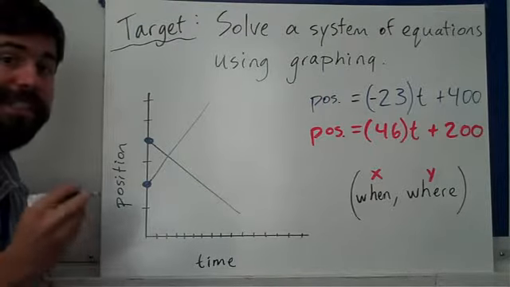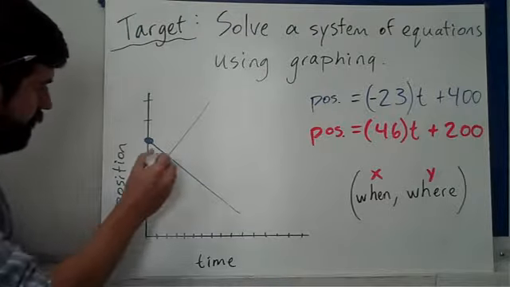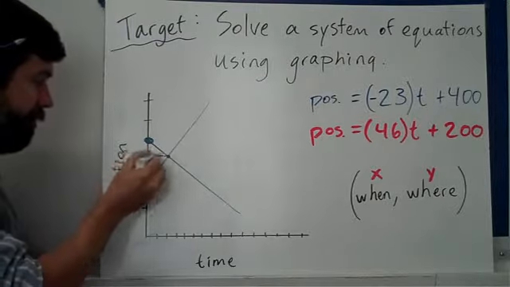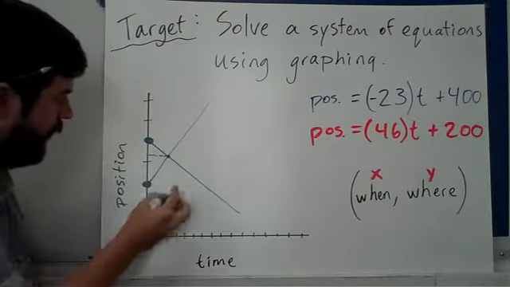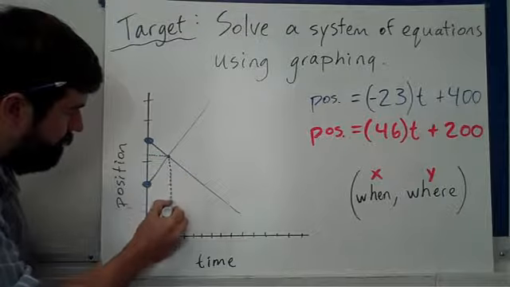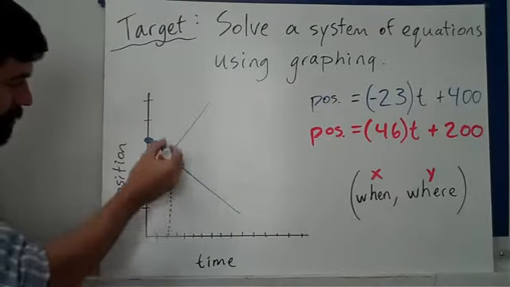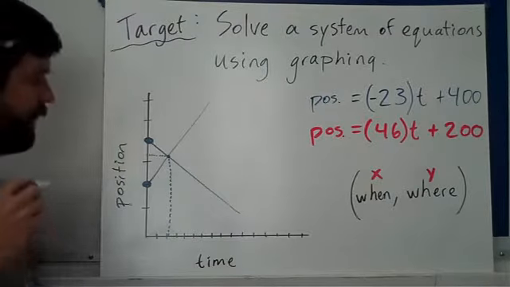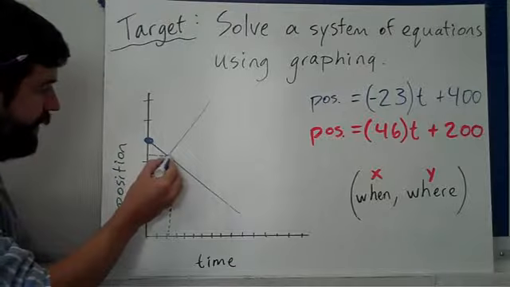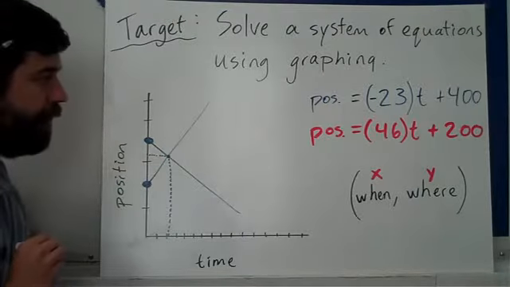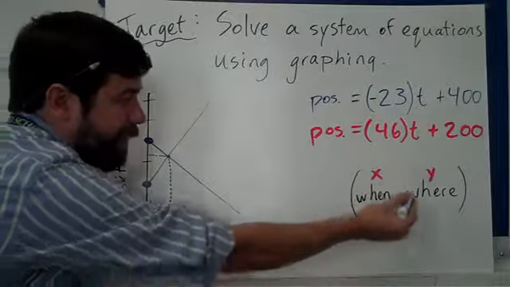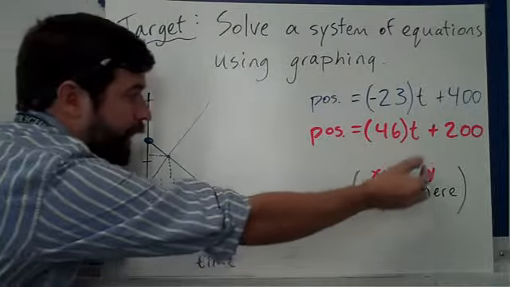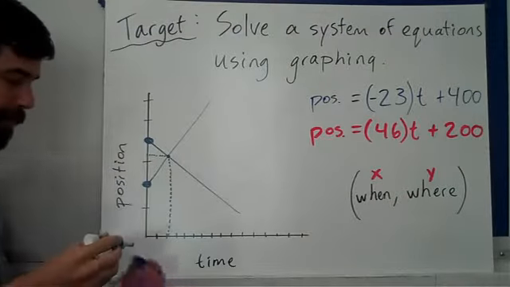Now that we have these two graphs on here, you've got to think, is there a place where they're at the same position? Well, right here, they're at the same position, and the position where they meet is right there. And do they meet at that position at the same point in time? You can see, yeah, they do. So the solution to that system of equations is the place where their position is the same and the time is the same. So it's a number for x and for y, which in this case represents when, so what point in time, and where, what position.